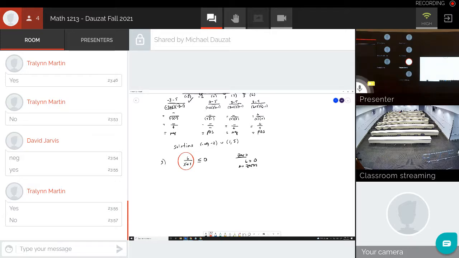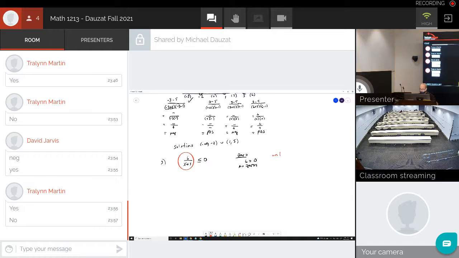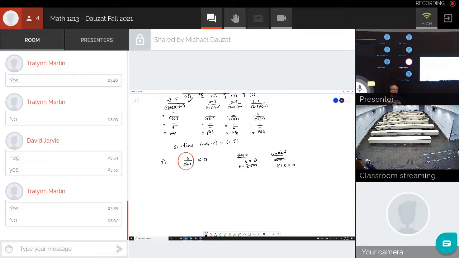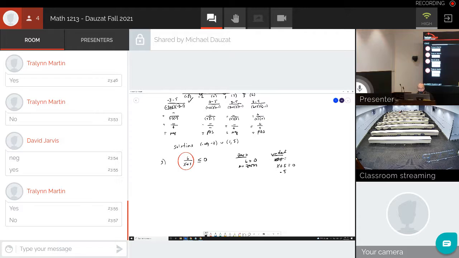Now let's go to the undefined. Where is it undefined? How do I find that? You set the denominator equal to 0. Now that has a variable in it, right? So when is x plus 5 equals 0? x equals -5. Okay? So we can put that in the number line. How many numbers do you put in the number line? Just one. What is it? -5.